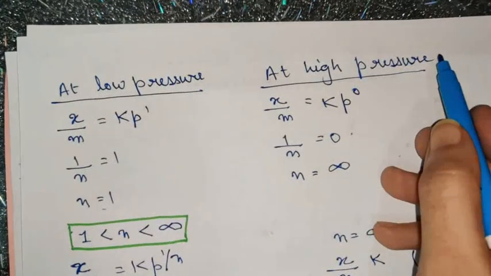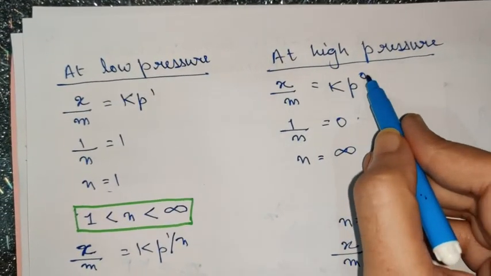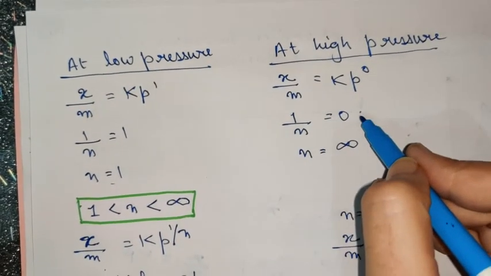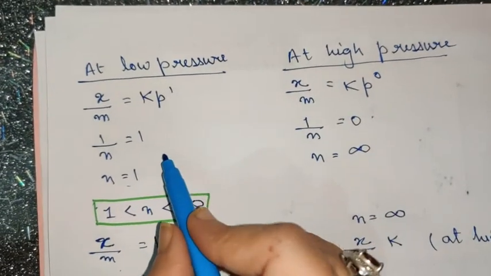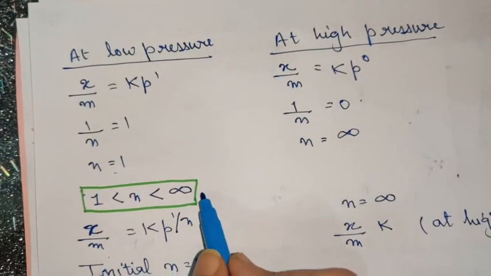And at high pressure, the equation is x upon m equals kp raised to the power 0. Here what is the value of 1 upon n? 1 upon n equals 0. So on solving you will get n equals infinity. So the maximum and minimum values are given. n ranges between 1 to infinity.